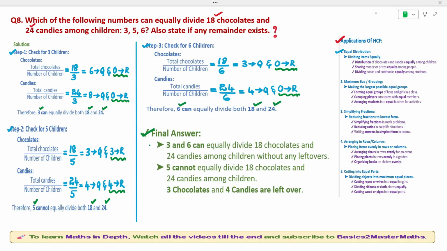Final answer: 3 and 6 equally divide 18 chocolates and 24 candies among the children without any leftovers. But 5 cannot equally divide 18 chocolates and 24 candies among the children. 3 chocolates and 4 candies are left over.